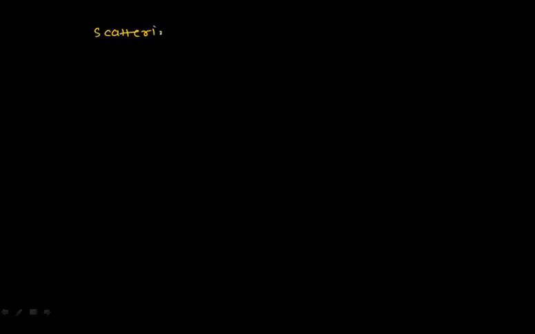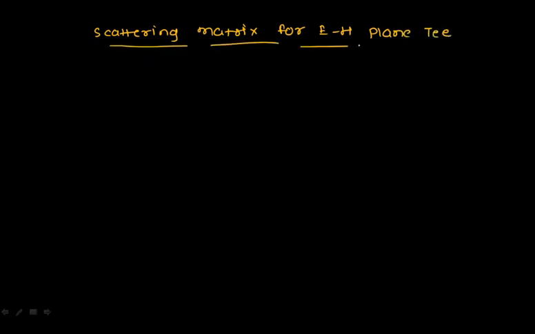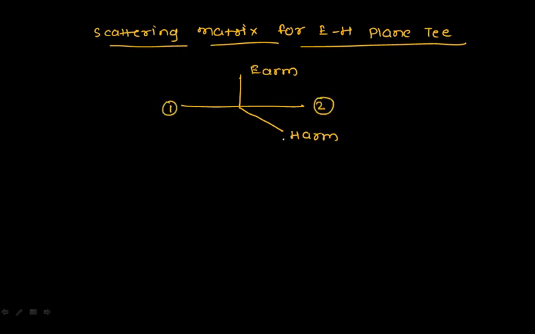So, the scattering matrix for the E-H plane T. Now you know that the E-H plane T is a 4-port device. When I talk about the 4-port device, I have the combined E plane T. So this is my collinear ports. This will be my E arm, and this will be my H arm. So this is the H arm, this will be the E arm, and this will be my collinear port. So port number 1, port number 2, port number 3, and this will be port number 4.